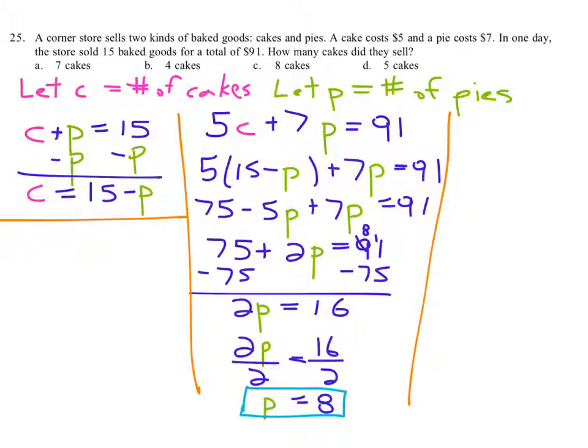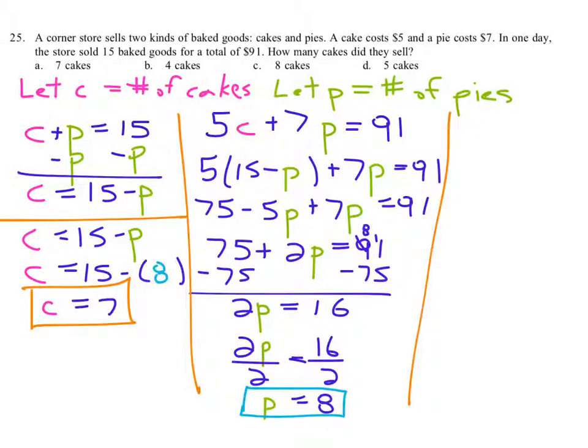And I will say, okay, if C equals 15 minus P, and we know what P is equal to, then we can say C is equal to 15 minus, what is that equal to? Well, it's equal to 8. So then we get C is equal to 7. The number of cakes we sold is 7, we believe. That's what we think is true. 7 cakes, which would be A.